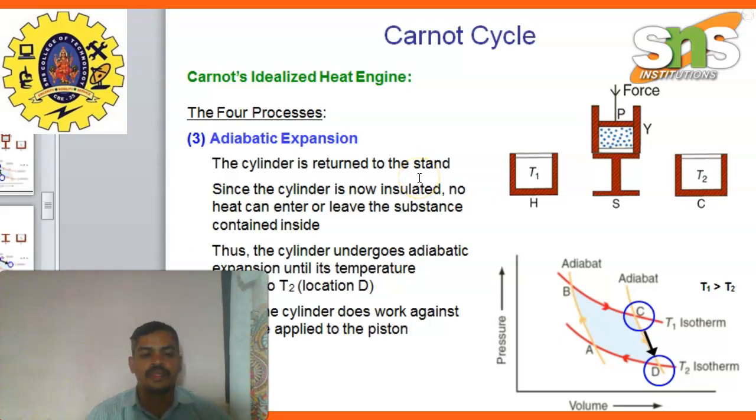Next one is adiabatic expansion. The cylinder is returned to the stand. Since the cylinder is now insulated, no heat can enter or leave the substance contained inside. Thus the substance undergoes adiabatic expansion until the temperature returns to T2 at location D. Again the substance does work against the force applied to the piston.